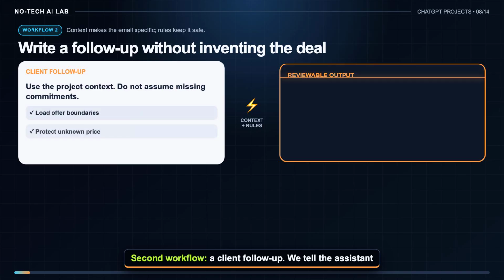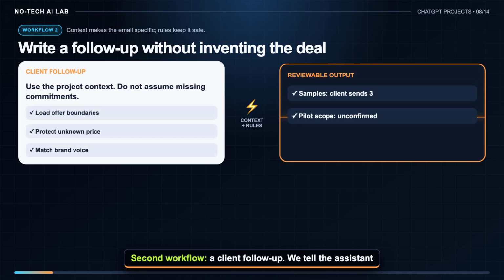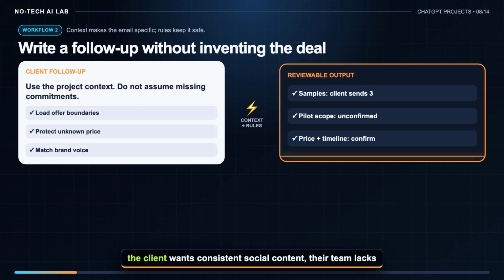Second workflow, a client follow-up. We tell the assistant the client wants consistent social content. Their team lacks editing capacity, and they will send 3 sample videos.